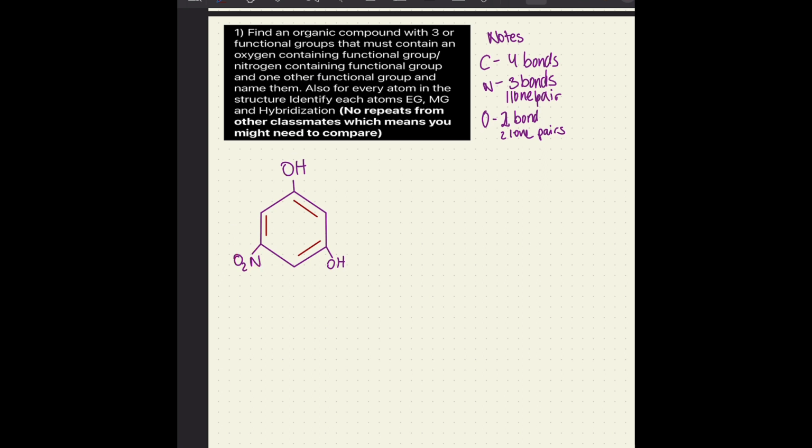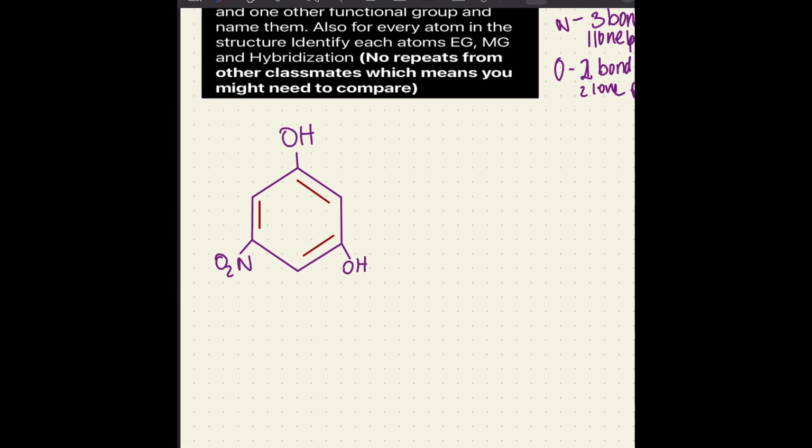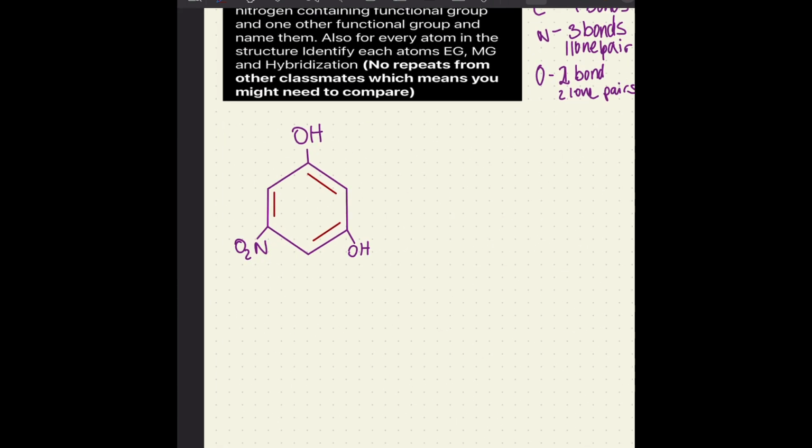Then I have to get the electron geometry and molecular geometry and hybridization. So as you can see here, we have an OH, so a hydroxyl group, another hydroxyl group, and then I'm just pointing it out right now.